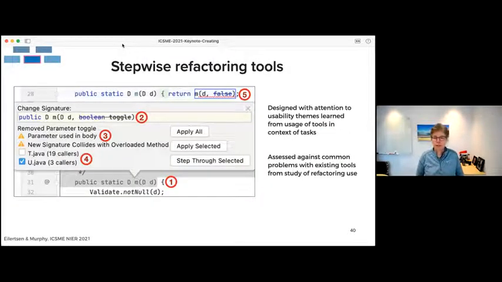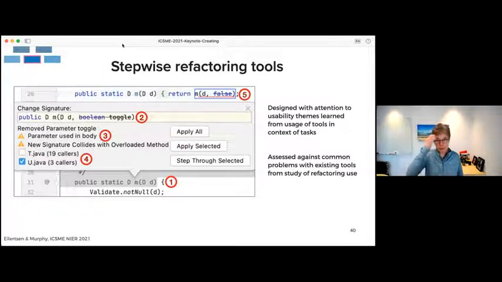And so she's proposed what she calls stepwise refactoring tools. And the difference with these tools is to try to fit better into all those strategies that developers were using and the characteristics that they were hoping from the tools. So let me walk you through this one screenshot. She has some videos you can look up for how the tool actually works in practice.